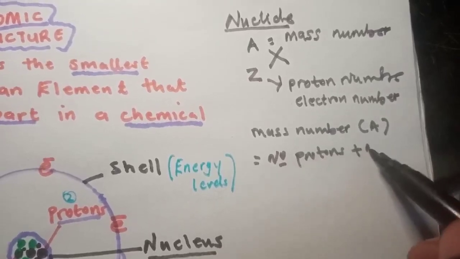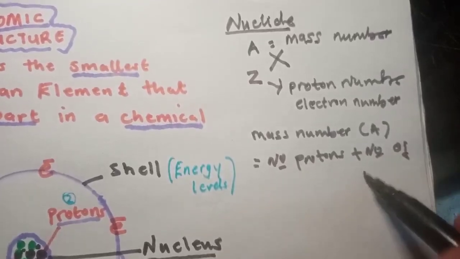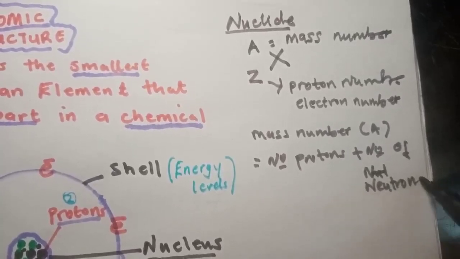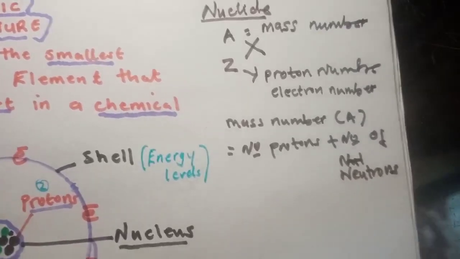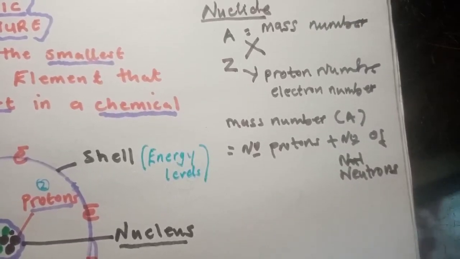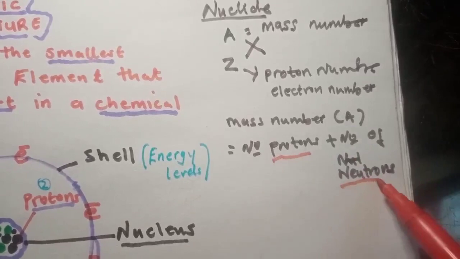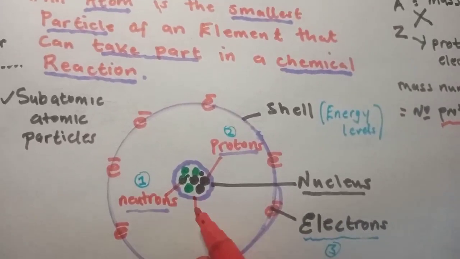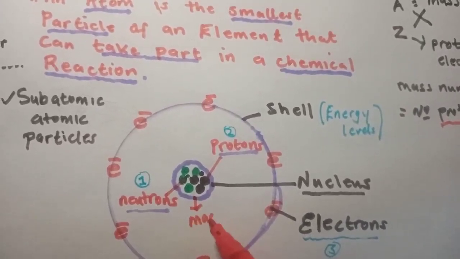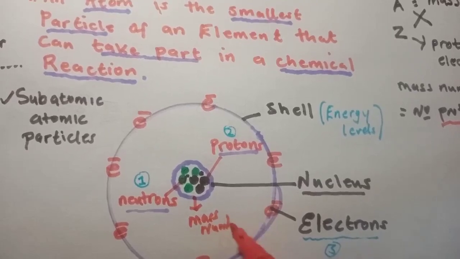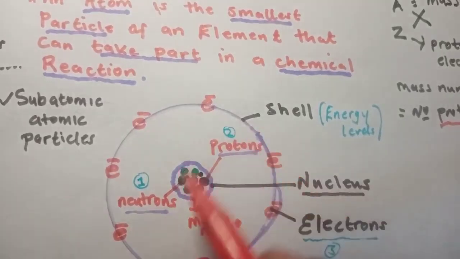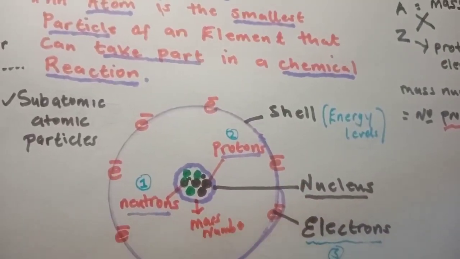plus number of neutrons. The mass number simply equals the number of protons plus the neutrons. So when you add, remember the protons and the neutrons are both found where? At the center, which is here. So this is where you'll find the mass number, because you add the mass of the protons and the mass of the neutrons, and you get the mass number.